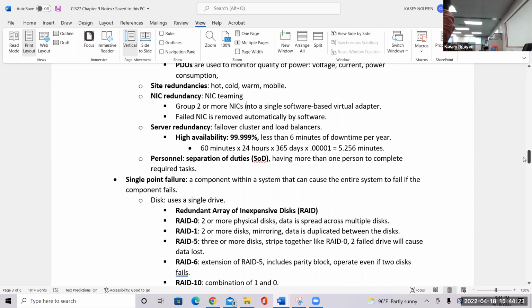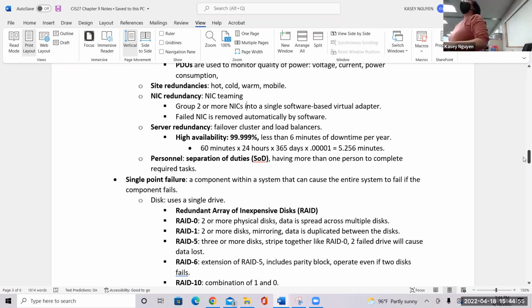RAID 5 requires at least 3 drives. If you haven't done CompTIA A+, you need to make sure you know your RAID. It's a legacy technology, but it's still being used, and so they will ask you about RAID. Okay. RAID 5 uses 3 or more disks. It uses striping, so it stripes across 3 disks. But the cool thing about RAID 5 is that it does error checking. So if 2 of my drives fail, then my data is lost. But if 1 fails, I still have my data intact.